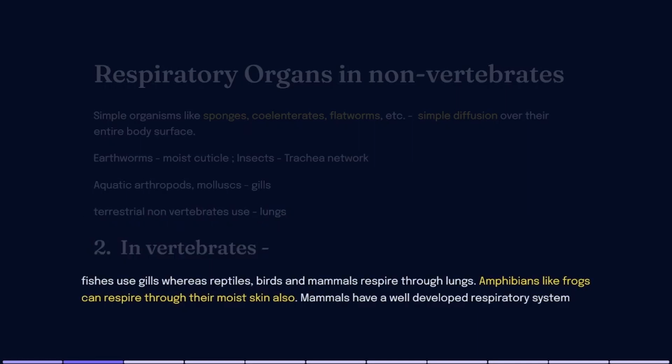Next, moving to vertebrates. In vertebrates, fishes use gills, obviously, whereas reptiles, birds, and mammals respire through lungs. Now, one important thing you need to remember is that amphibians like frogs can respire through their moist skin also. As you may remember, in non-vertebrates, earthworm, and in vertebrates, amphibians respire through their moist skin, and this form of respiration is called cutaneous respiration.